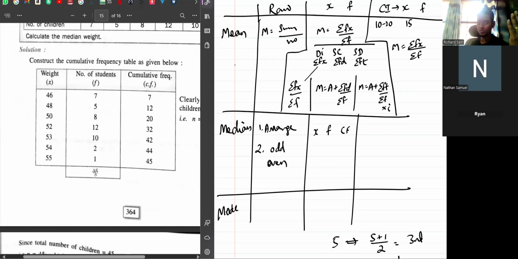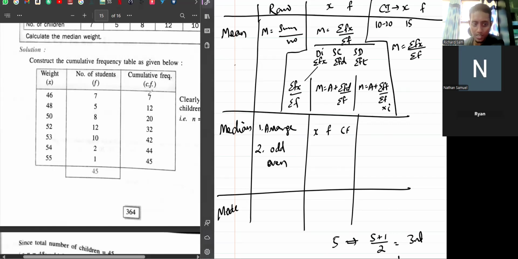Odd means, tell me the median. 45 students are there. 46 divided by 2. That is 23. So the 23rd student is the median. The 23rd student's height or weight is the median. So here, which is the 23rd student? How will you find that out?